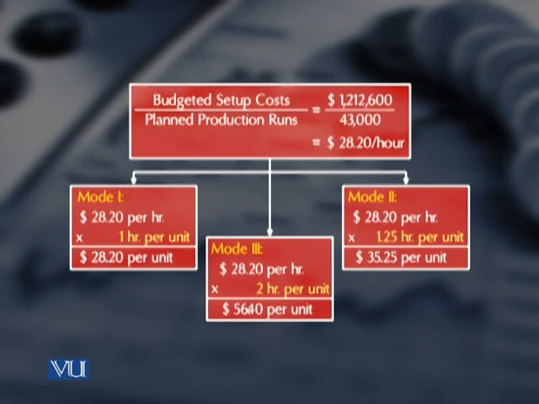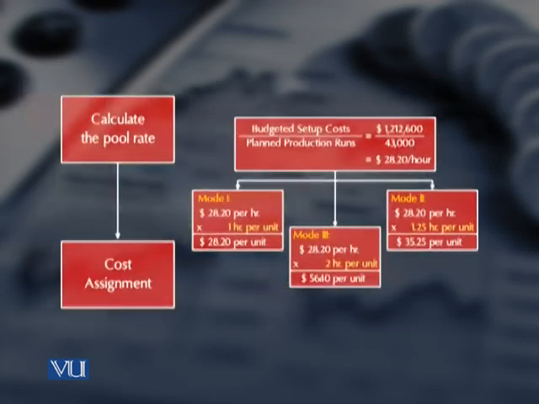Now in case of Model 1, they use 1 machine hour, so the overhead absorbed in Model 1 is 28.2. In case of Model 2, they use 1.25 hours, so the overhead absorbed will be 35.25 per unit. In Model 3, it is 28.2 per hour multiplied by 2, because they require 2 machine hours to produce 1 unit of Model 3.